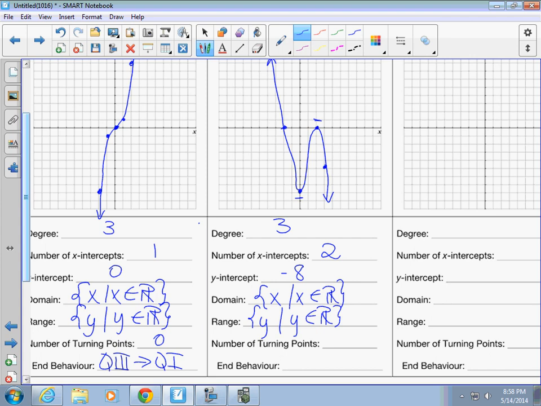Number of turning points for this one. My graph changed direction here at 0, -8. I was going down, and then at that point it went back up, and then it changed directions again here at 2, 0, because the graph went back down. So the end behavior for this one, my graph started in quadrant 2, and it ended, excuse me, in quadrant 4.